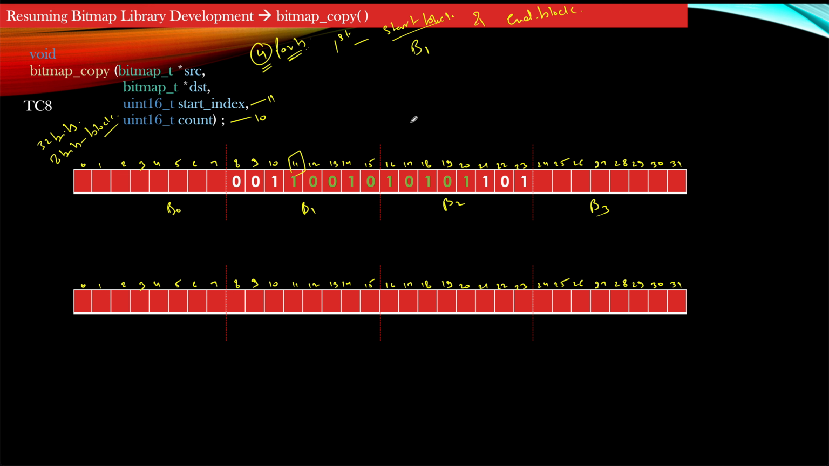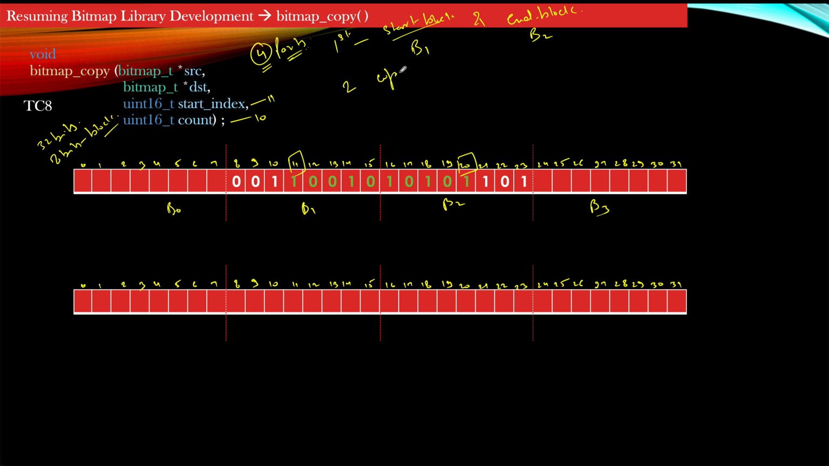You can do your very simple math. Then what is the end index? Start index plus count minus 1 will give you the end index, which is 20. What is the block number in which the end index lies? This is the block B2. So block B1 and block B2 in this example are consecutive blocks in the source bitmap, but it is not necessary. Start block and end block may have several blocks in between. So this is step number 1, identifying the start block and end block.